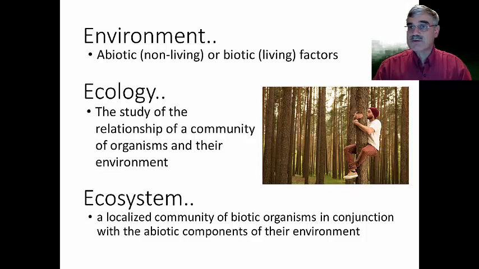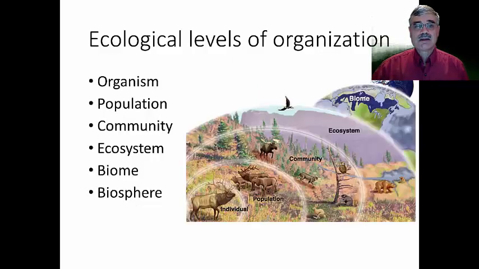The environment refers to both the abiotic, that is the non-living, and the biotic or living components of the environment, that which is around us. Ecology is a study of the relationship of a community of organisms, of living things, and this environment. And the ecosystem is a sort of localized community of biotic organisms, living things, in conjunction with the non-living components of the environment. Now, it seems like I'm saying the same thing over and over again, but as we go, I hope it'll be clear what these three terms refer to.